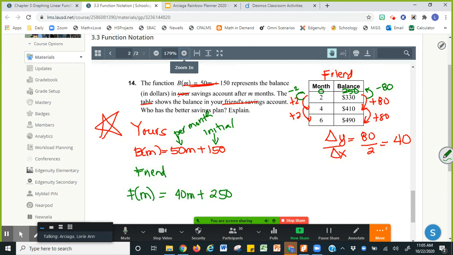But are we answering the question? Our question is, who has the better savings plan? Okay, now you're going to take a side. Are you saving better or is your friend saving more money? Can you type in the chat?